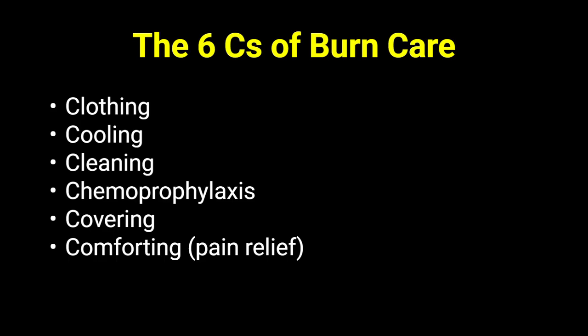The 6 C's of burn care provide a simple way to remember the priorities of initial burn management. The first C is clothing. Remove any smoldering clothing or jewelry as soon as possible to stop the burning process. However, do not remove clothing that is stuck to the burn, because this can cause additional tissue damage.